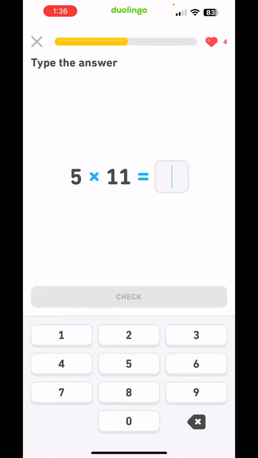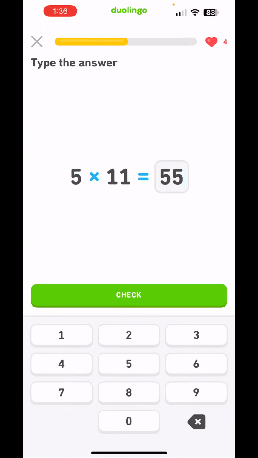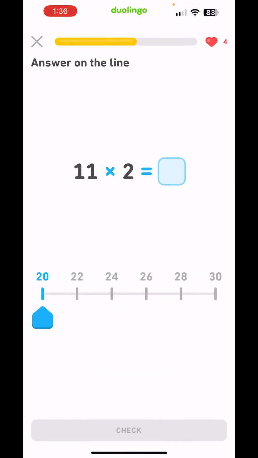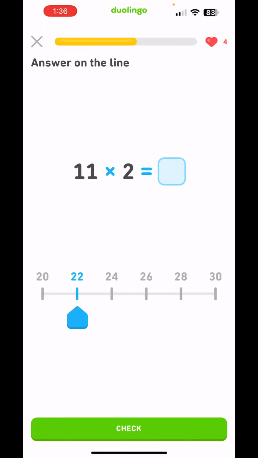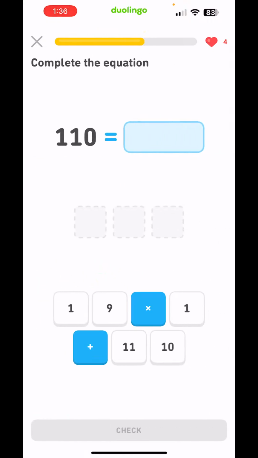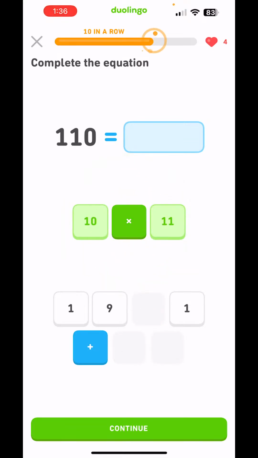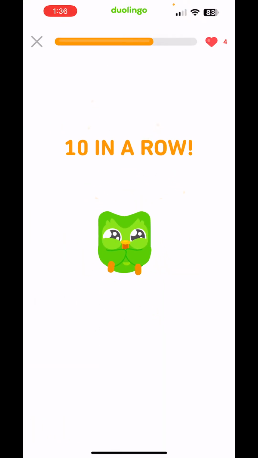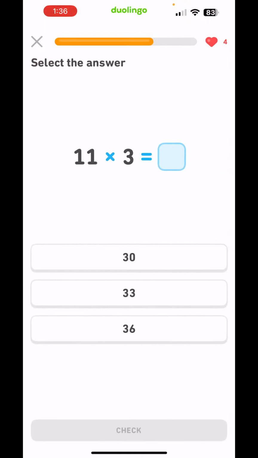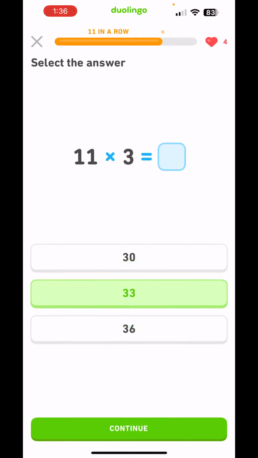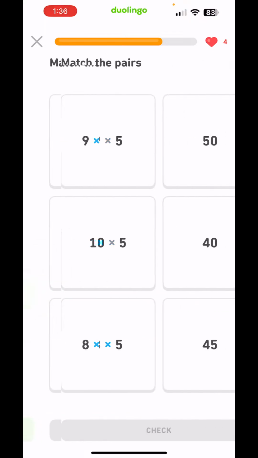We have 5 times 11, that would be 55. You just double whatever the number is times 11. 11 times 2 is 22. All right, 110. So what times what would equal 110? So 10 times 10 is 100. 10 times 11 would probably be 110. All right, we have 11 times 3. We know we just double it, 33. 11 times 3, add another 3.